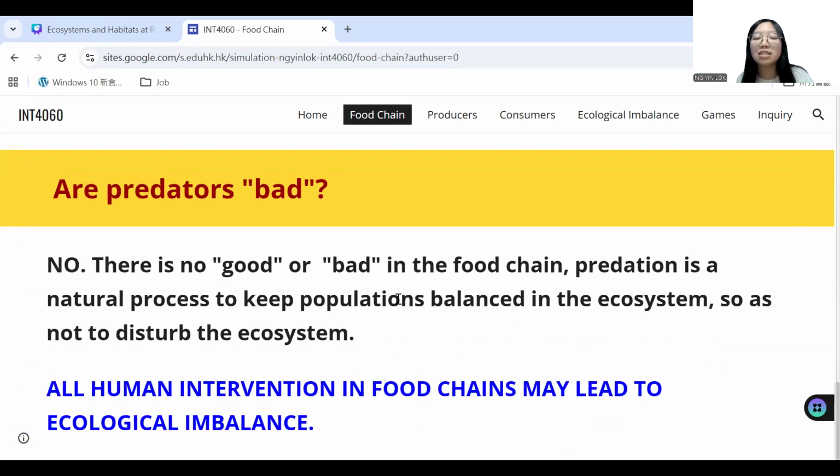One thing I need to emphasize is the attitude education: human intervention in the food chain may lead to an ecological imbalance. Students shouldn't think the producers are so poor that we have to help them.